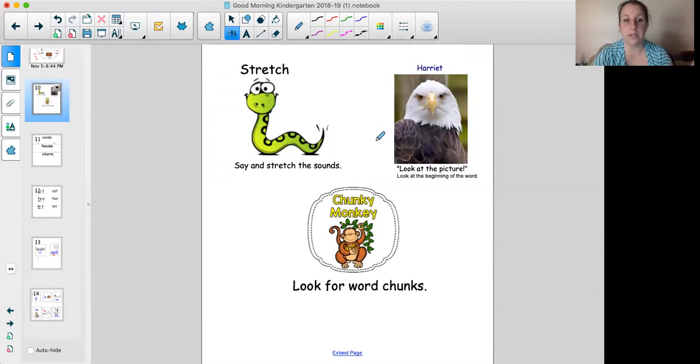Just really quickly to review what these things are, this is Mr. Stretch. When we are utilizing what Stretch tells us to do to help us read a tricky word, he says stretch out the sound. If you look at the word, like this word right here, he says stretch out the sound. So we would go, stretch. Okay, that's what he tells you to do. Now, normally you wouldn't do that with such a long word, especially in kindergarten, but it was a word.